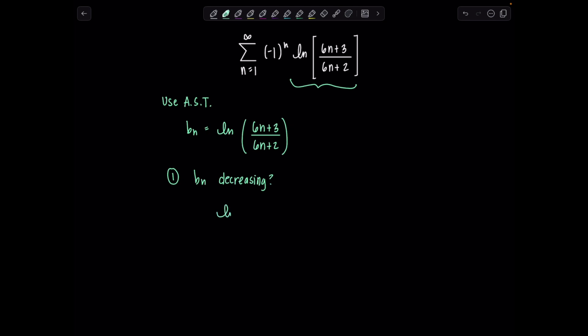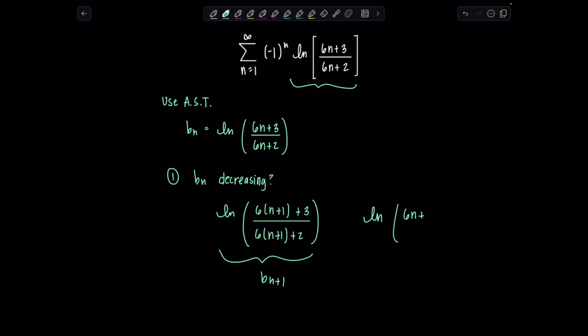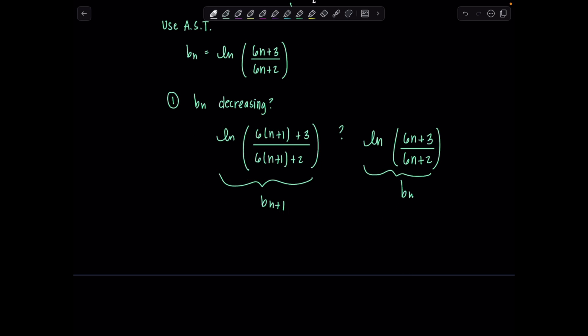It's not obvious. If you have natural log of (6 times (n plus 1) plus 3) over (6 times (n plus 1) plus 2), this is b sub n plus 1, right? And it's not obvious that this is larger or smaller than b sub n, natural log of (6n plus 3) over (6n plus 2). So I can't say. So what do we do in this case?